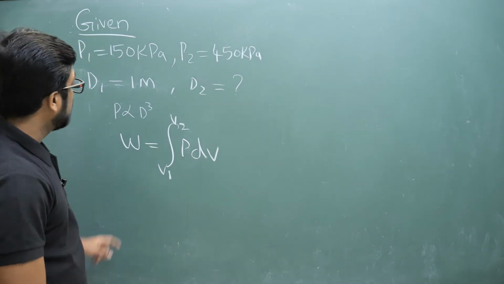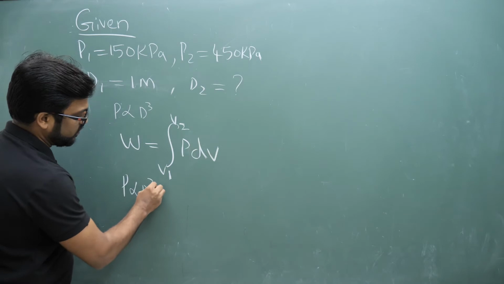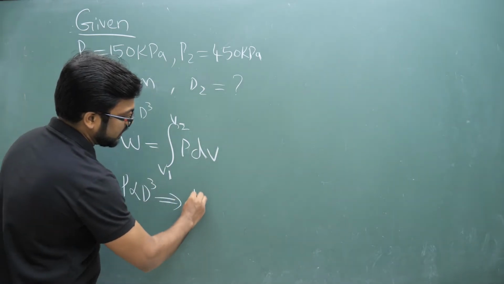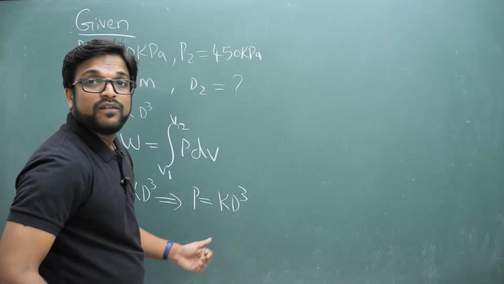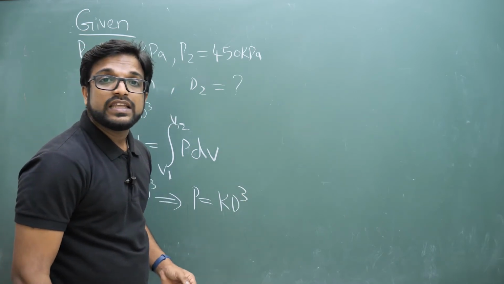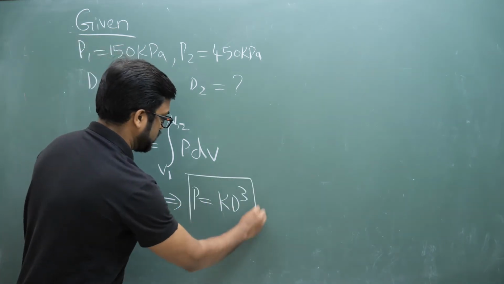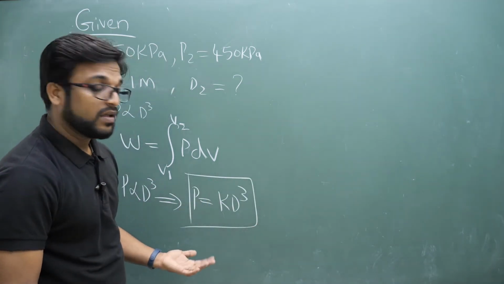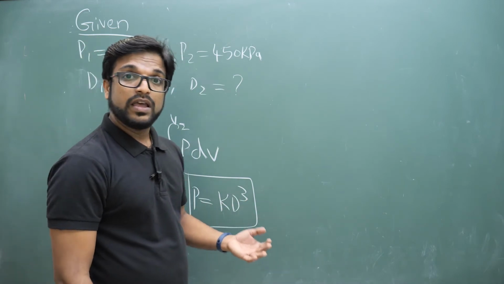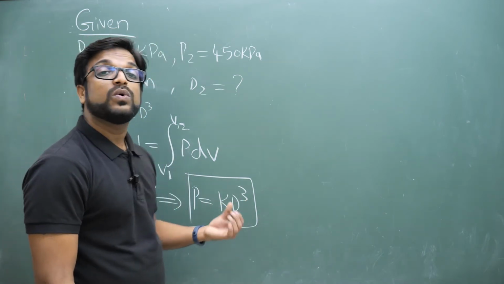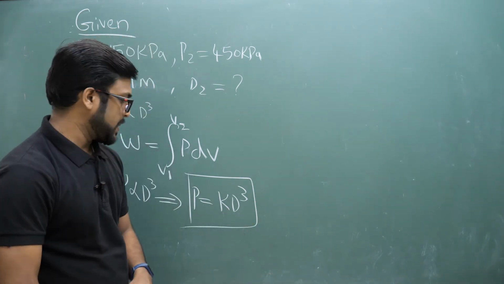Let's see. Here it is given that pressure is directly proportional to D cube. From here I can write pressure is equal to K D cube, where K is the proportionality constant. So this is a generic equation. This should be applicable for P1. I can write it as P1 is equal to K into D1 cube. It also should be equal to P2 equal to K into D2 cube. That's how this equation works.